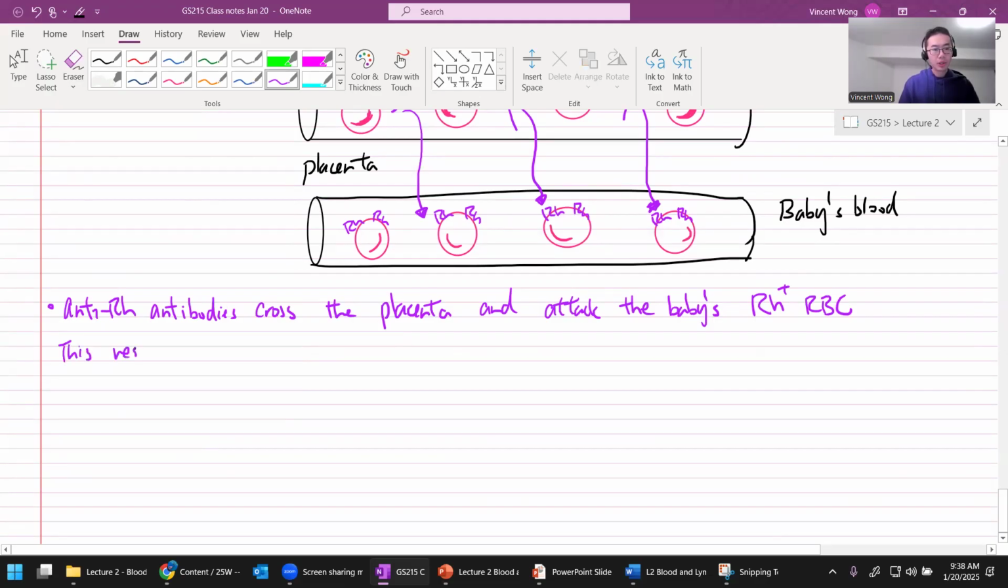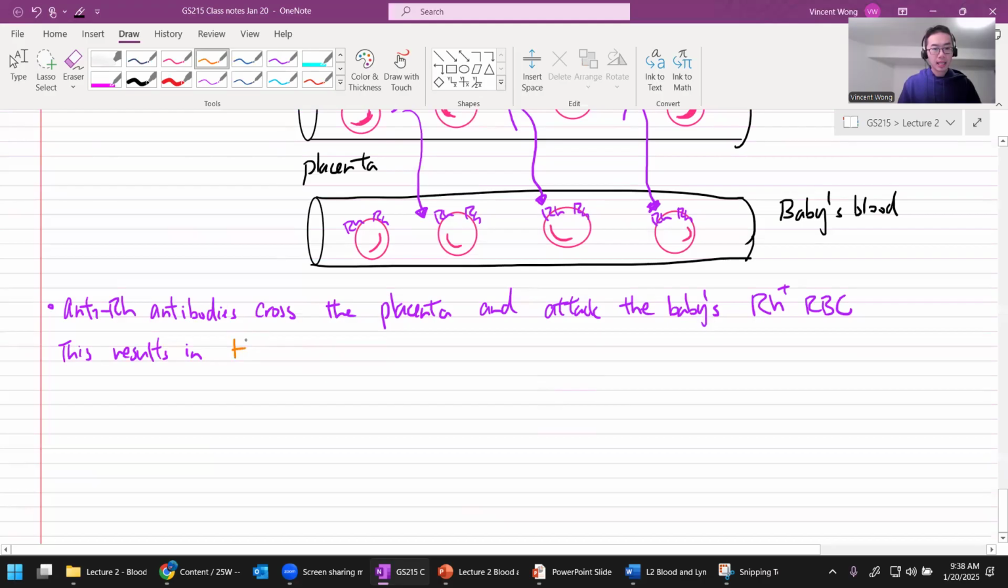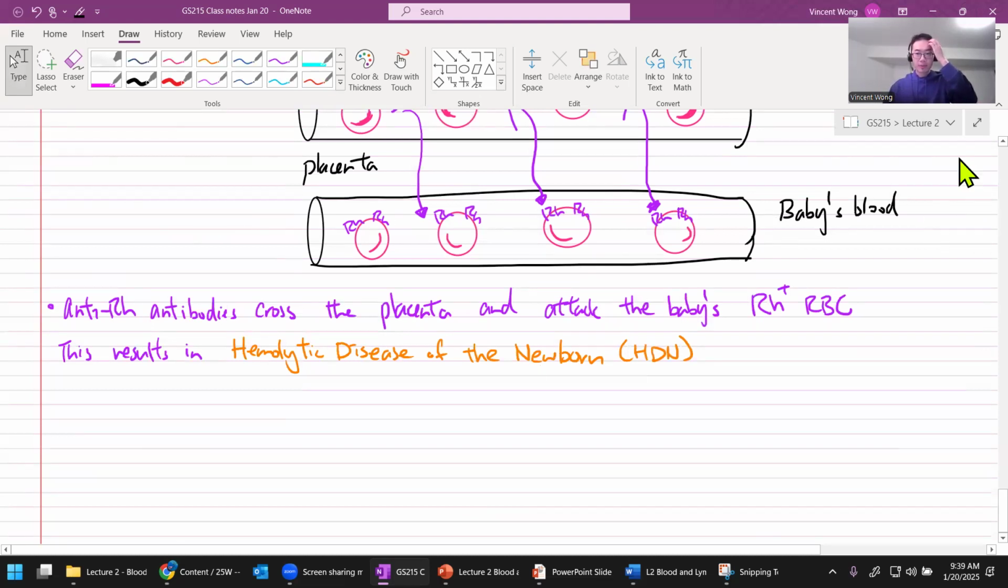This results in, there's a name for this kind of condition, hemolytic disease of the newborn, or HDN for short. Okay, I'll explain more, just copy first.